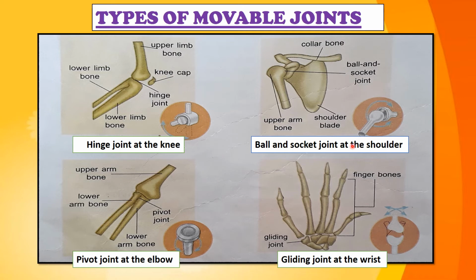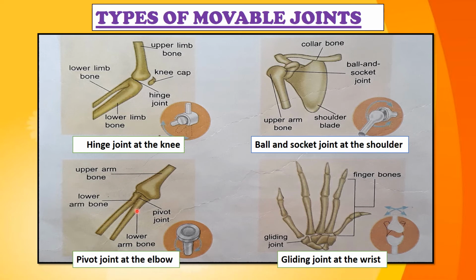Ball and socket joint. Ball and socket joints are present in the hip joint and the shoulder joint area. In this joint, one end of the bone, that is the round end, fits into the cavity of another bone. This type of joint allows a rotational movement.